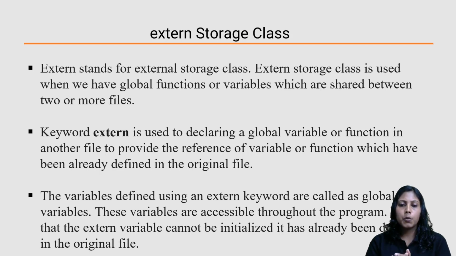The keyword extern is used to declare a global variable or function in another file, to provide a reference to the variable or function which has already been defined in the original file. We are telling the compiler that it's a variable, int i, with an additional keyword extern, and I'm just telling it that I have declared this variable somewhere else in this project, not in this .c file. It is already defined or declared somewhere else, so we don't want to redefine or redeclare it. The variables defined using the extern keyword are global variables, of course. These variables are accessible throughout the program.